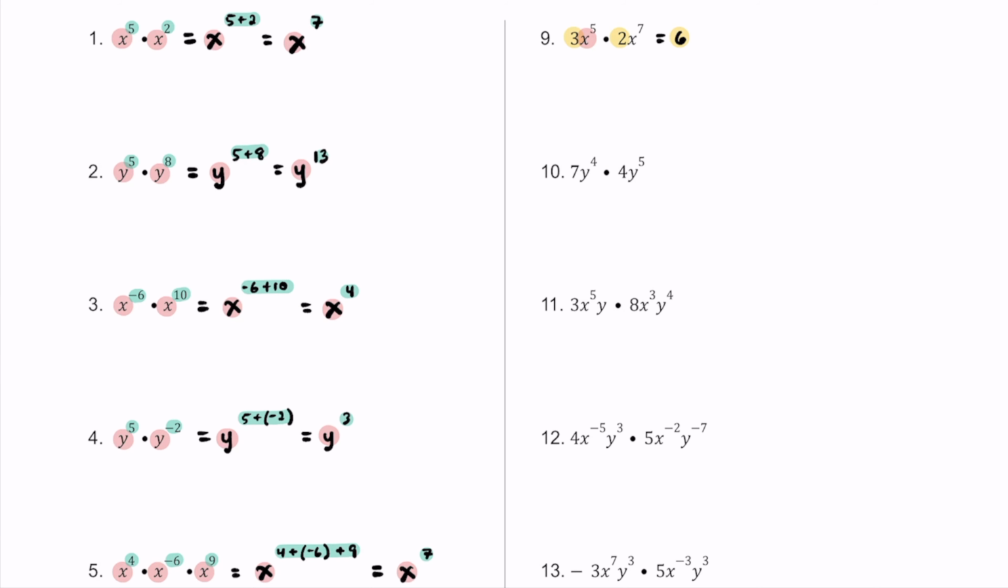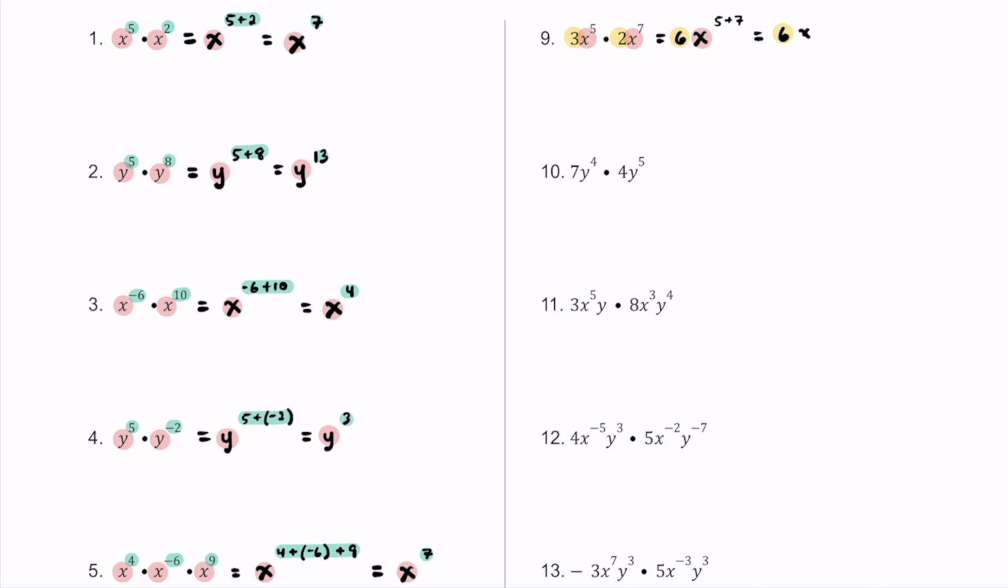Moving on to the variables, we have this x to the 5th power times x to the 7th power. So we're going to multiply that by x, and that's going to be our base here. Let's go ahead and add the exponents of 5 plus 7, since they both had the same base. So of course we have the 6 in the beginning. We already dealt with that. That was from 3 times 2.